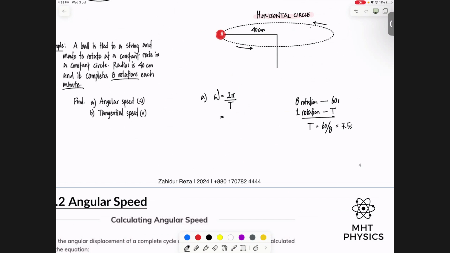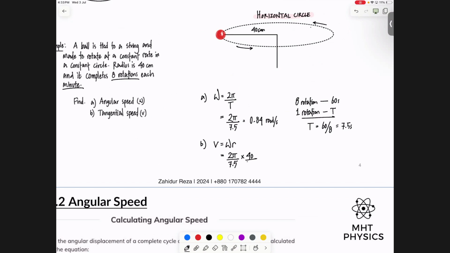So 2 pi divided by 7.5. How much is it? 0.84. Okay. Unit? Radian per second, correct. Our next one is tangential speed, v equals omega r. We already have our omega, so we just need to multiply by the radius. So that's 2 pi divided by 7.5 times the radius.